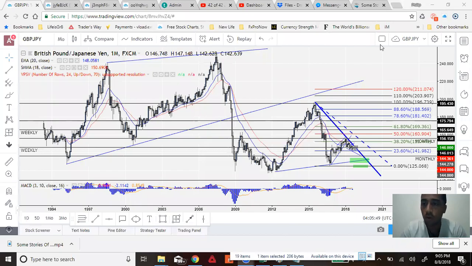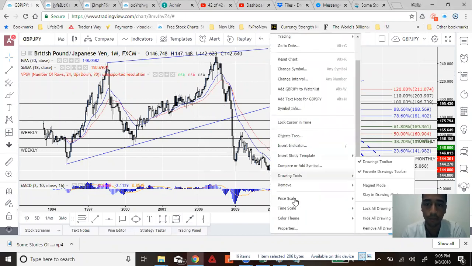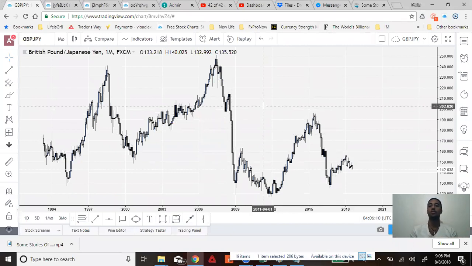So again, we're going to be going over the pair GBPJPY now. What I'm going to do first is literally remove everything from my chart. I right click, go to remove all indicators and drawing tools, and I'm going to start out from scratch.